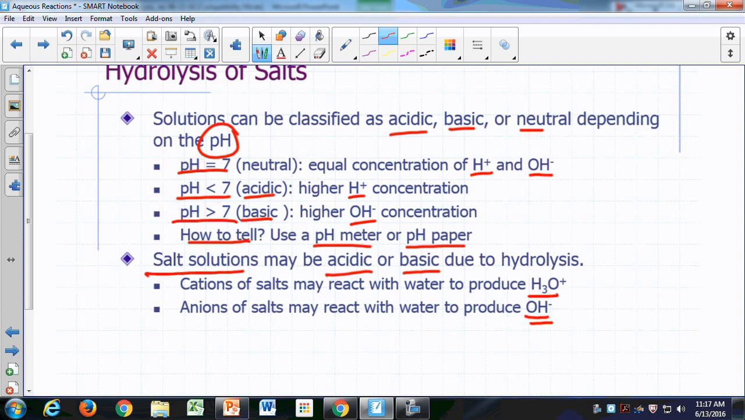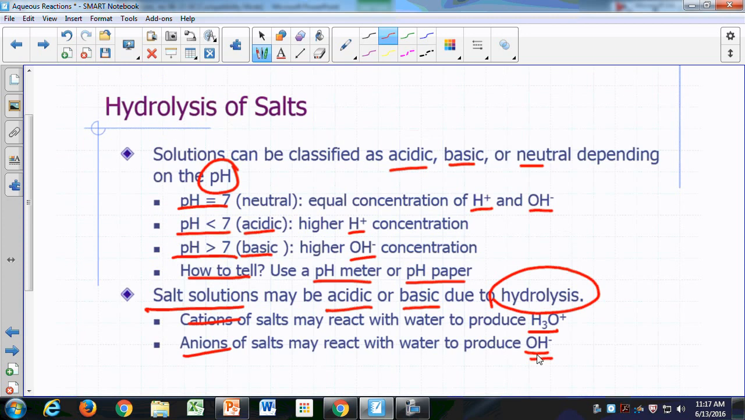And so, in general, the positive ions, or the cations, can react to produce hydronium ions. The negative ions may react with water to produce hydroxide ions. So these reactions are called hydrolysis reactions. So hydrolysis of ions in salts could lead to a salt solution that is either acidic or basic.